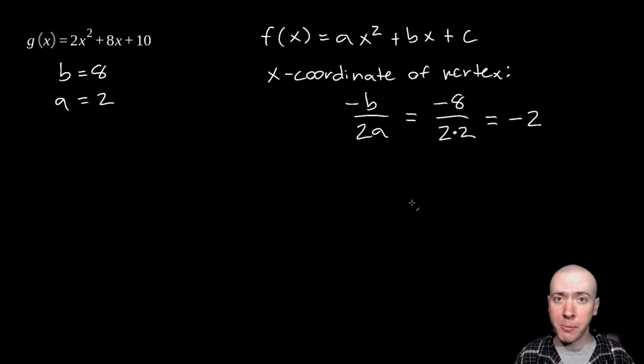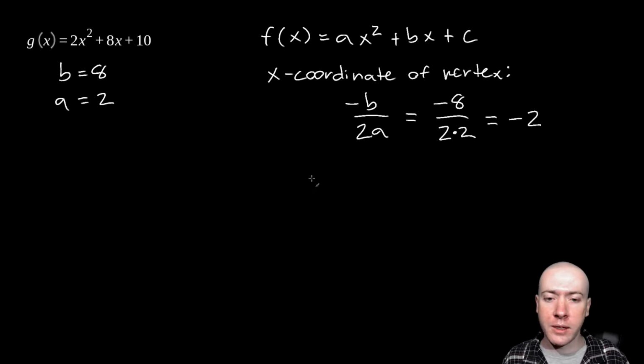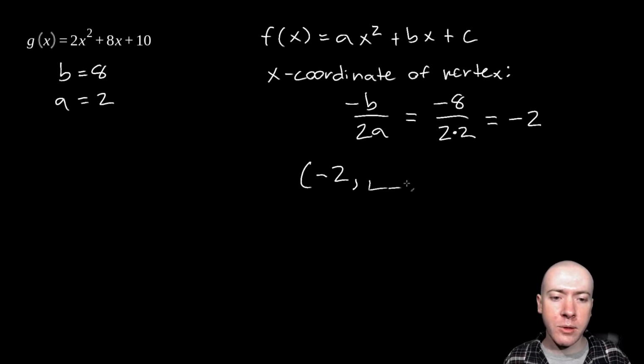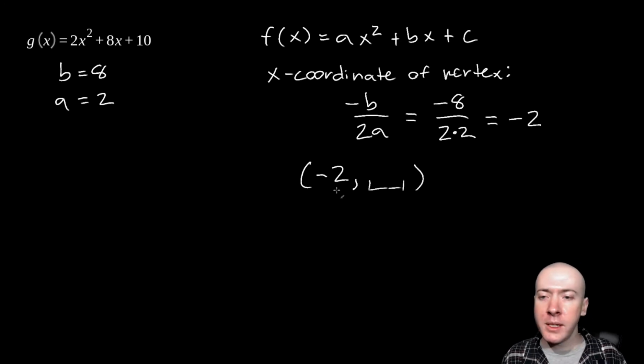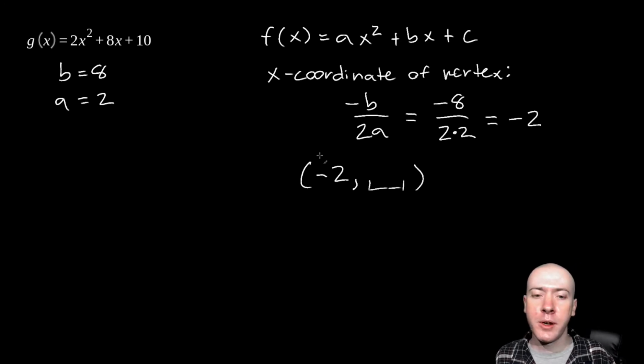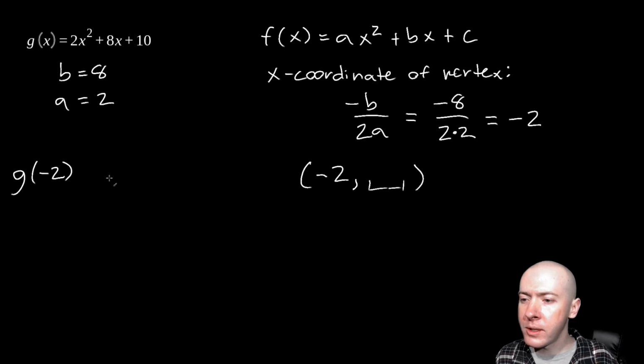The vertex is a point on the function. And that point will look like this, right? It'll have an x-coordinate of negative 2, and we don't know what the y-coordinate is yet. So let's find that. We can plug negative 2 into this function to find the y value of the function at negative 2. So let's work that out. G of negative 2 is going to tell us the y value at the vertex.